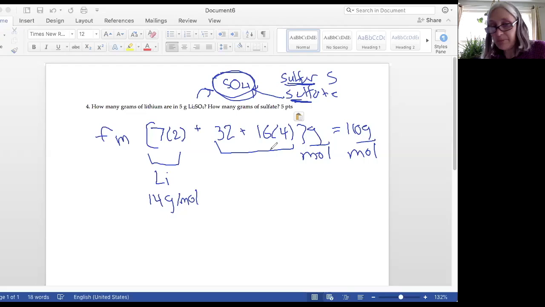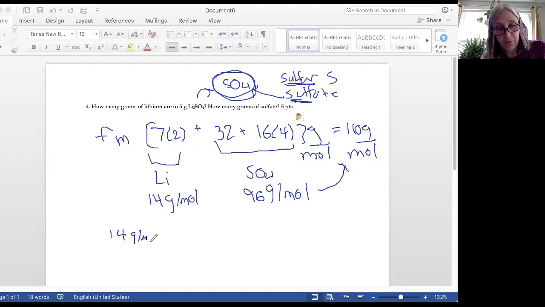After that long explanation, now we'll add this up. Sulfate is this part of the compound, and it's 96 grams per mole. So we've got 14 grams per mole and 96 grams per mole, and these two do add together to 110 grams per mole. Now that we have that, we can figure out the mass composition of each. So it's 14 grams per mole divided by 110 grams per mole, which is the total. The units cancel. This is a ratio, which we could convert to a percentage.